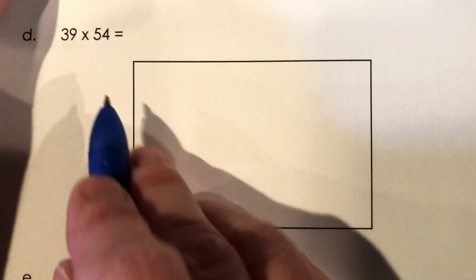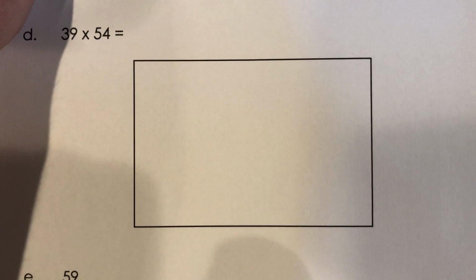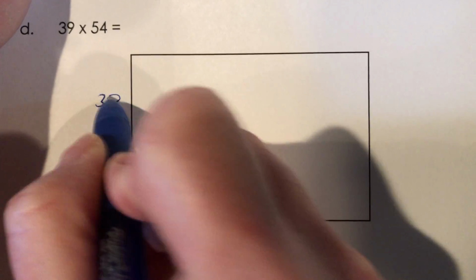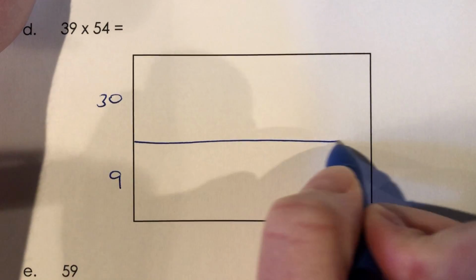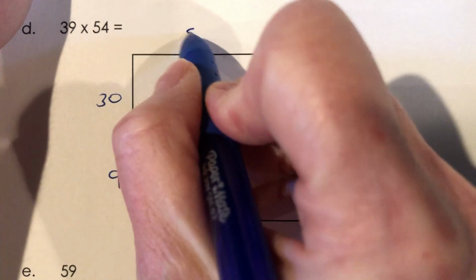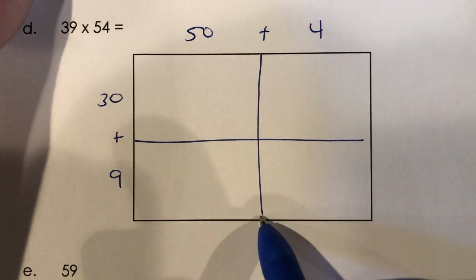We have 39 times 54, so maybe you're going to pause it, and if not, don't worry about it. It's okay. So 39, 54, I'm going to break up 39 into tens and ones. So I have 30 plus 9. I'm going to break up 54 into my tens and my ones, so 50 plus the 4.